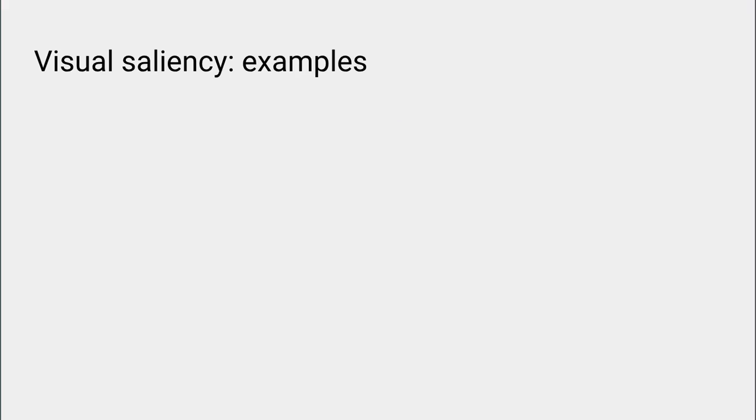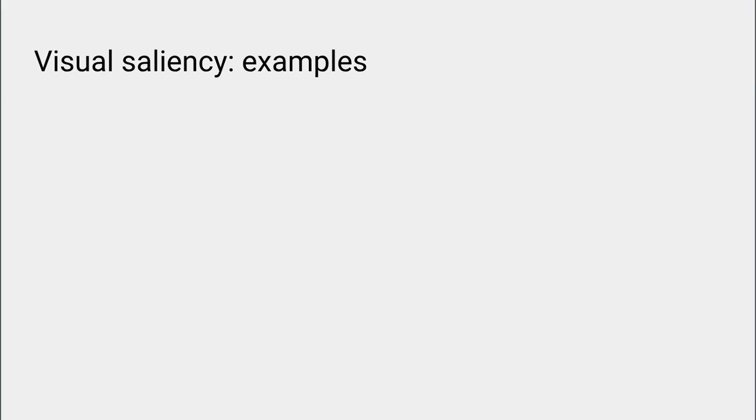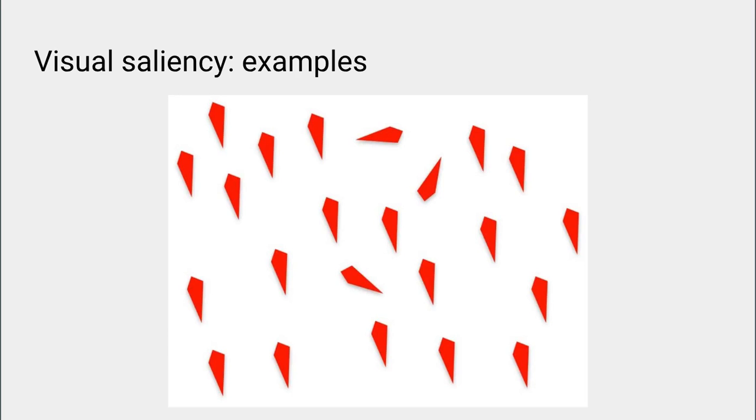Another type of contrast that grabs our focus is the size contrast. In this example, the biggest object is more likely to be analyzed first. Orientation contrast also plays a role in visual saliency. In this example, the most salient objects are the ones that tend to be in a horizontal position.